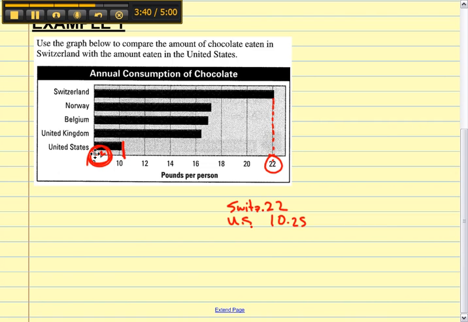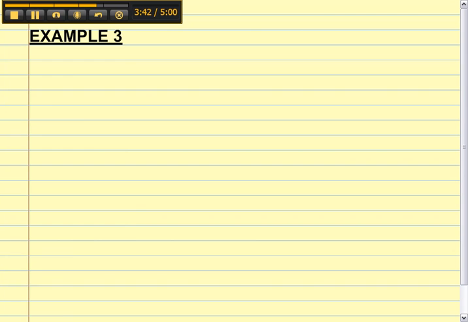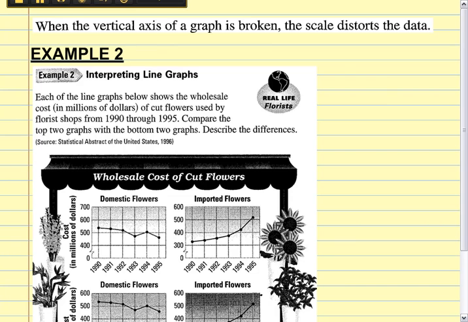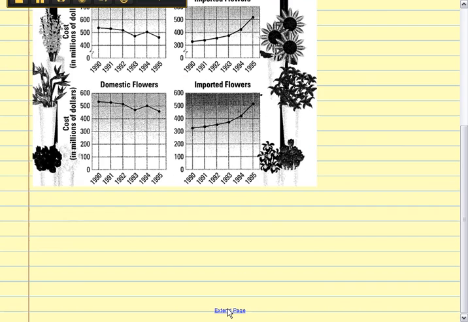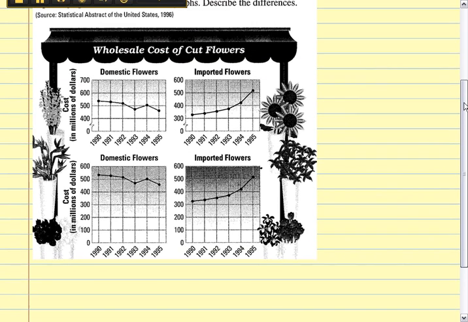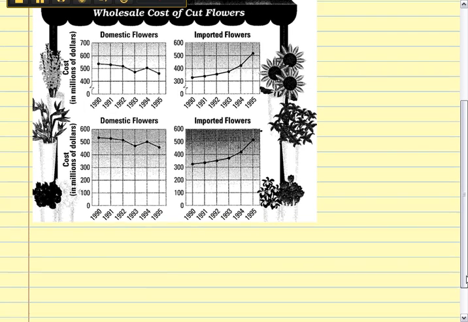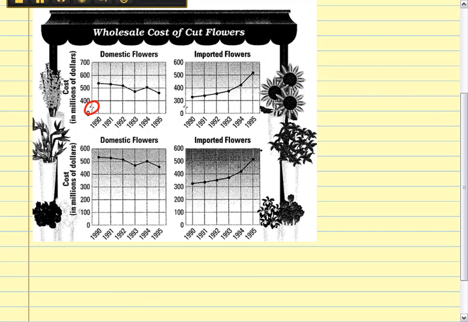Okay? Let's scoot down to this next example here. Too far. Example number 2. It says, when the vertical axis, that's the y-axis, of a graph is broken, the scale distorts the data. Okay? Let me scoot down here a bit. I'm actually going to extend the page just so we can look at this example. It says that each of the line graphs below shows the wholesale cost in millions of dollars of cut flowers used by florist shops from 1990 through 1995. Compare the two graphs with the bottom two graphs. Describe the differences.